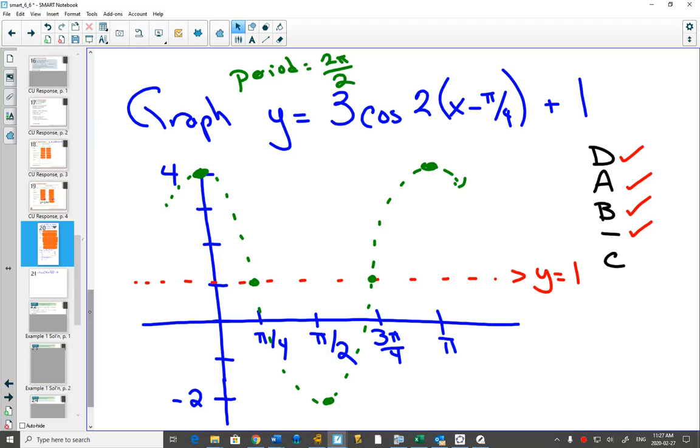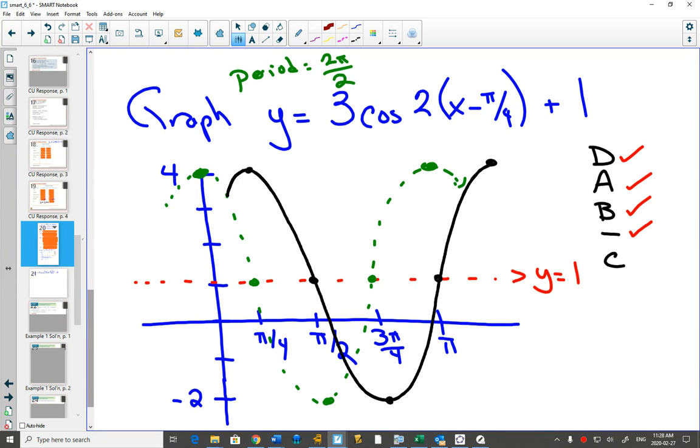Finally, we need to draw our final shift. This one's going pi over 4 to the right. We're lucky, pi over 4 is already labeled on our x-axis, so we don't have to do any extra labeling. And we need to take each of these 5 points and just shift them pi over 4 to the right. And once you figure out the distance for the first shift, the other ones are the same distance.